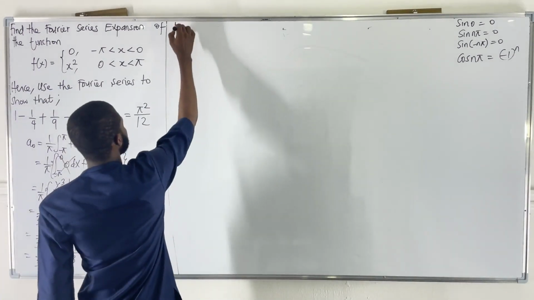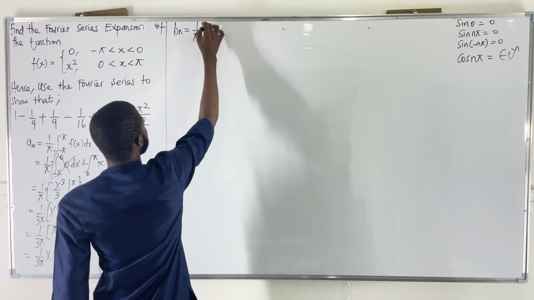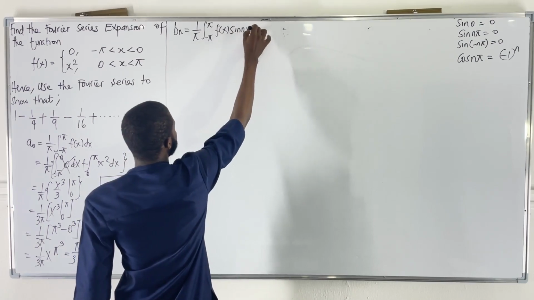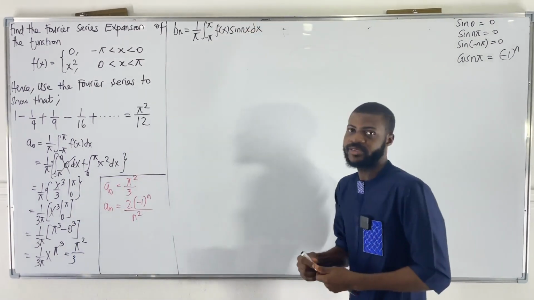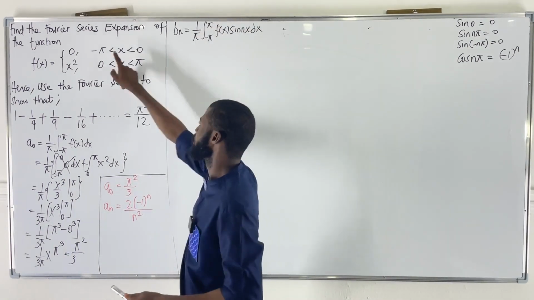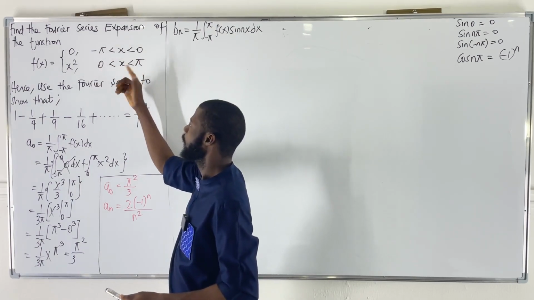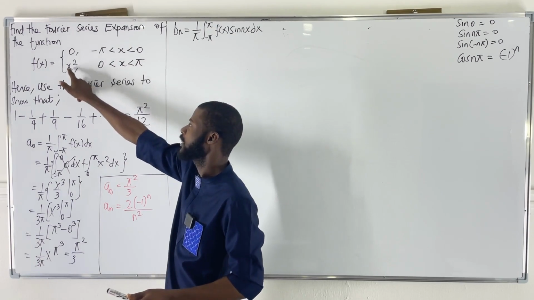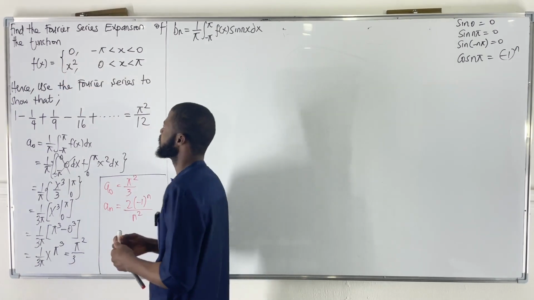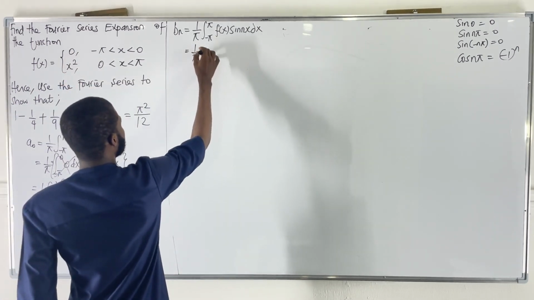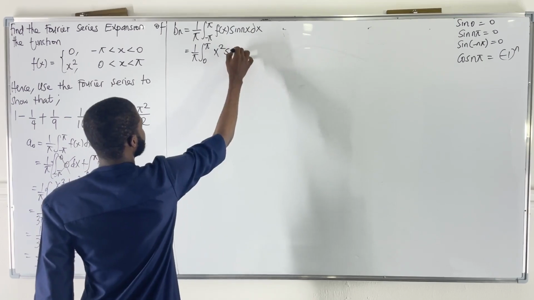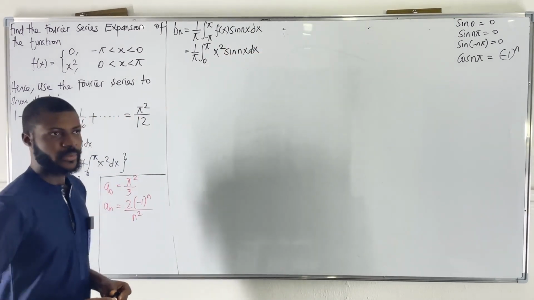So let's find b sub n. b sub n is 1 over pi, integral from minus pi to pi of f of x sine nx dx. But the minus pi to pi will be broken down into minus pi to 0 and 0 to pi. The only useful part will be the 0 to pi, because that's where you have something meaningful. The other one is 0, which is not meaningful. So you're only going to be using the x squared. So this is 1 over pi, integral from 0 to pi of x squared sine nx dx.